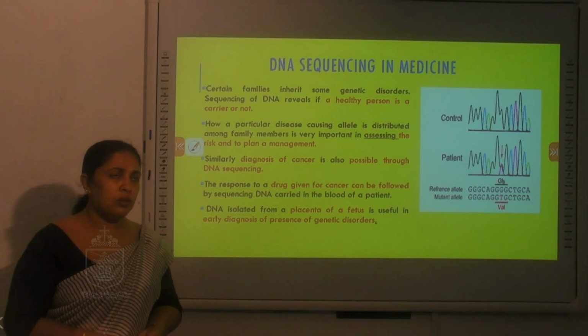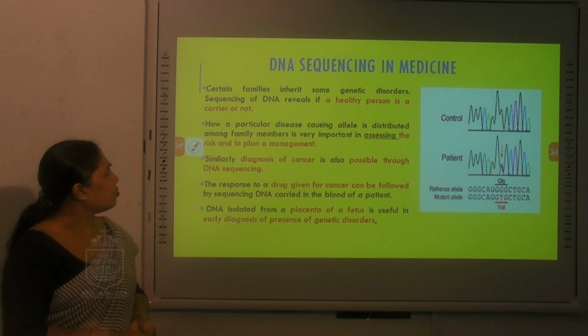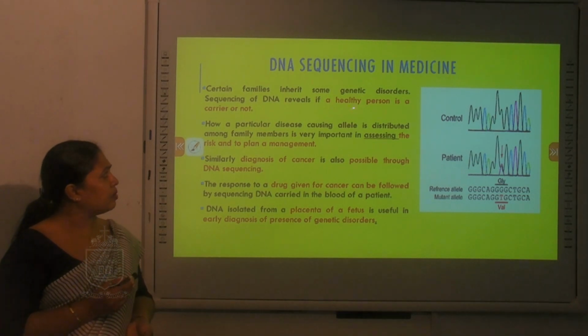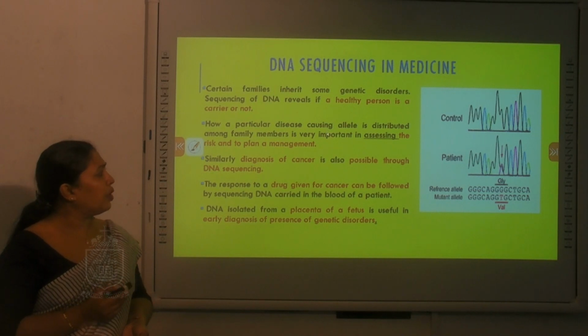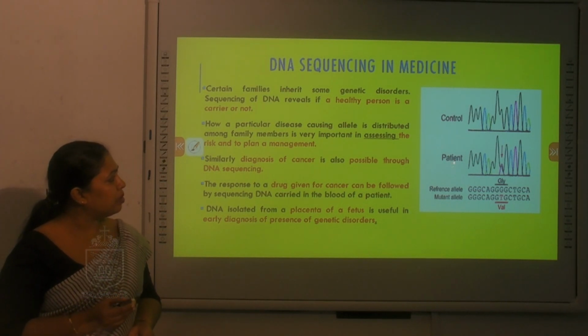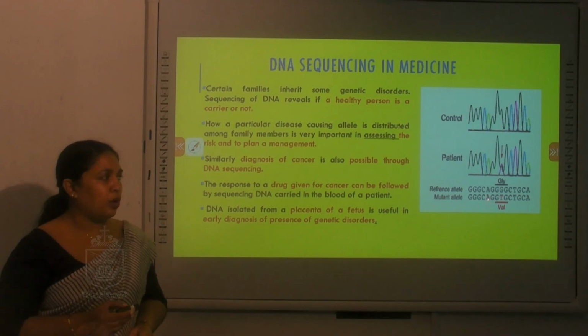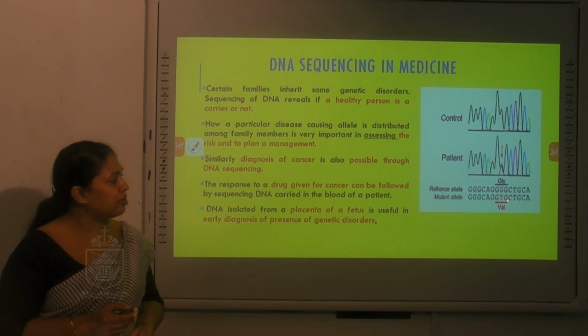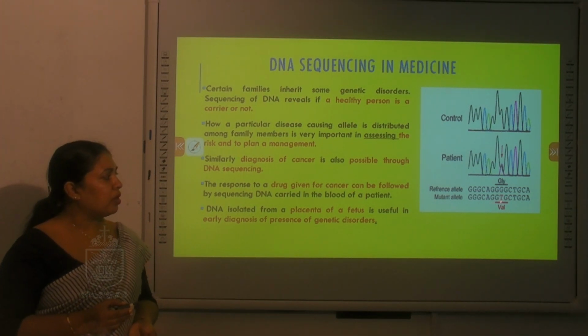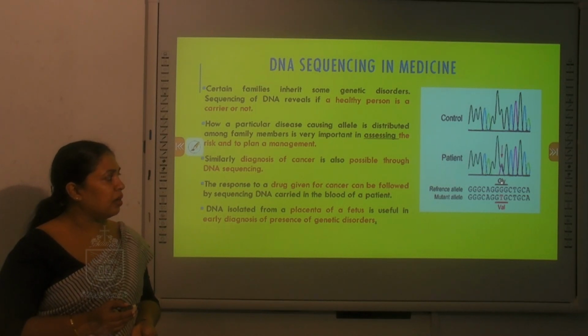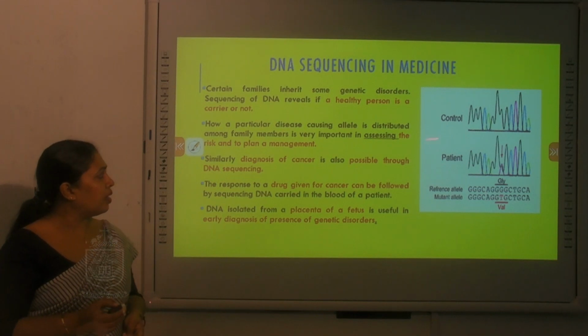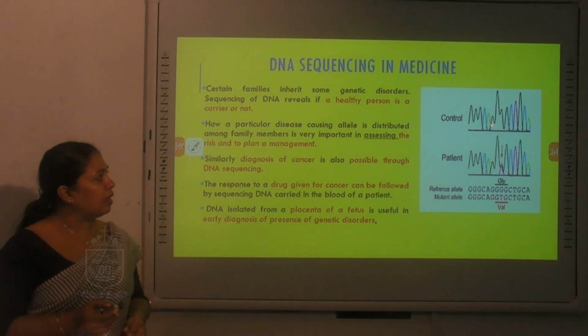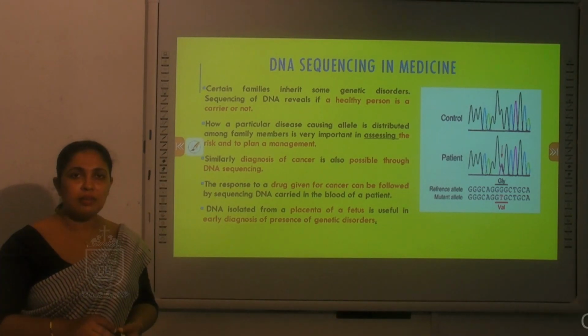In medicine also we are using DNA sequencing a lot. We can understand whether a healthy person is a carrier or not. This is the control sample, this is the patient sample. We can see the nucleotide order here. Other than this, a T has come, so now the amino acid has changed into valine. It is glycine normally, so this causes a disease. So we can understand whether a person is healthy or not, especially in genetic diseases.